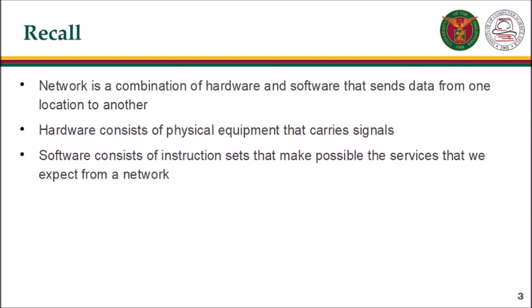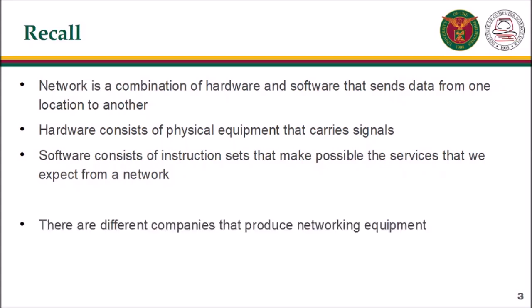As you can recall, a network is a combination of hardware and software that sends data from one location to another. Hardware consists of physical equipment that carries signals. Software consists of instruction sets that make possible the services that we expect from a network. There are different companies that produce the networking equipment. Unfortunately, that created a problem in interoperability.